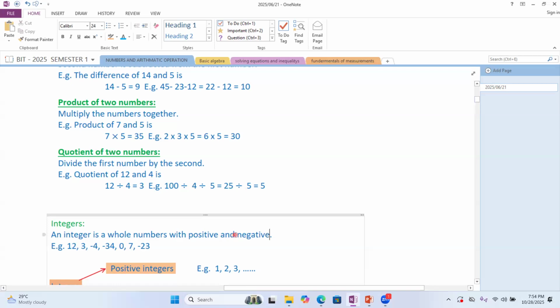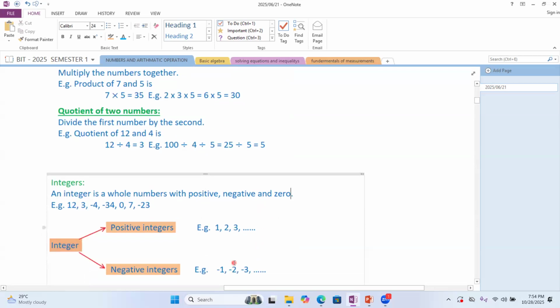Positive, negative, and zero. So positive whole numbers, negative whole numbers, and zero. Right? We can represent the integers in a diagram.